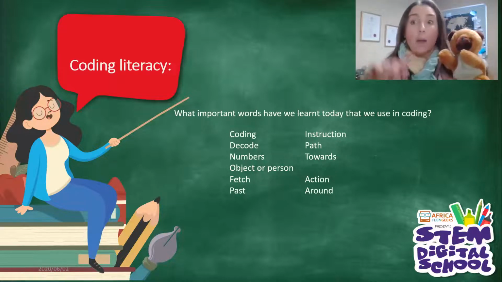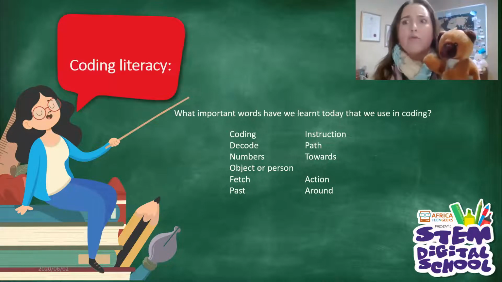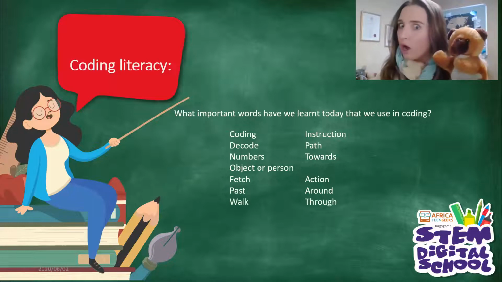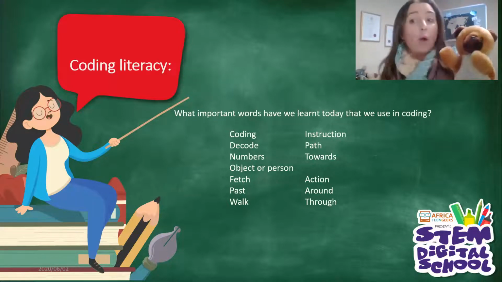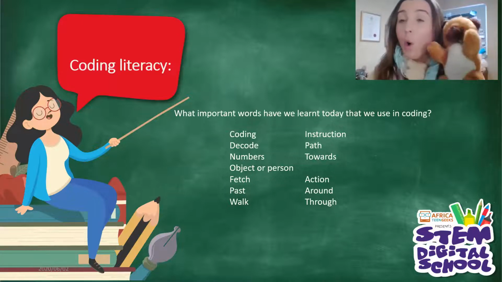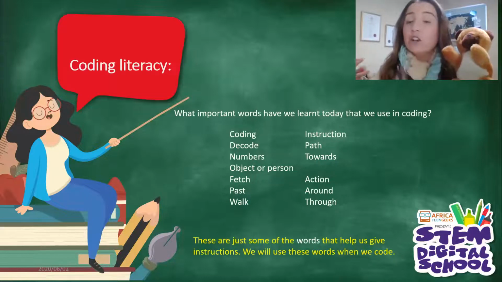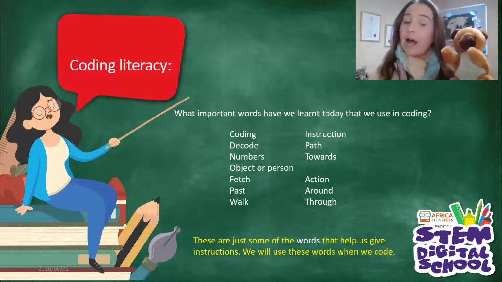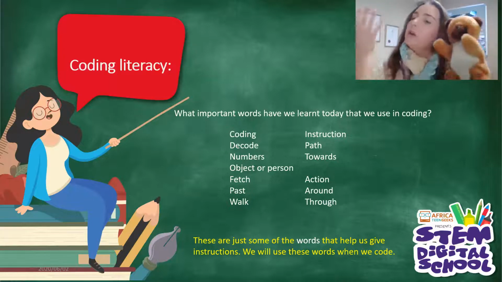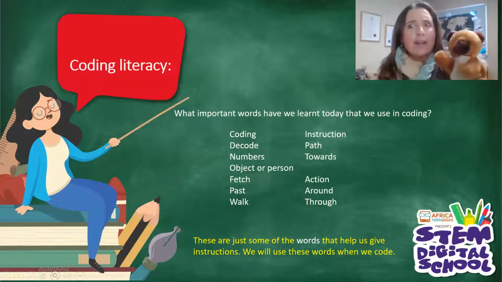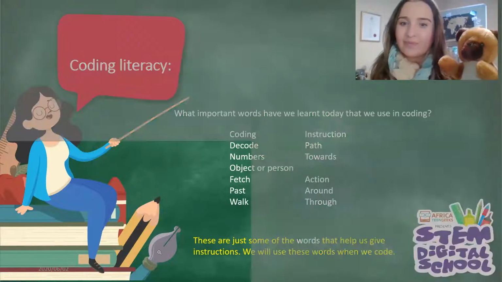Past, can you go past the face rock? Can you go around the fish pond? Walk 5 steps forward, or walk 5 steps back, or walk through the grassland. These are just some of the words that help us give instructions. We will use these words when we code, and every day we will add lots more.